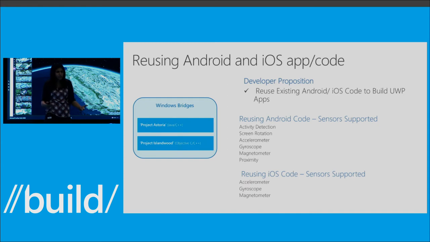Similarly, another effort is Islandwood. For that, we prioritized mainly gaming scenarios, so you'll be able to reuse your apps that use accelerometer, gyro, and magnetometer. For more information, please attend their sessions. I know the Astoria session is sometime this evening. I'm not exactly sure of the timing of the other one.